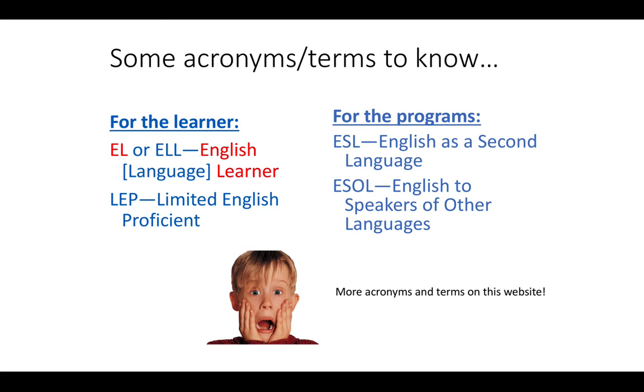Another acronym you will see used for them is LEP, which stands for Limited English Proficient. These are the same groups of students, and typically what you'll see is LEP is used on government data and PEIMS data, and EL or English Learner or L is used everywhere else.